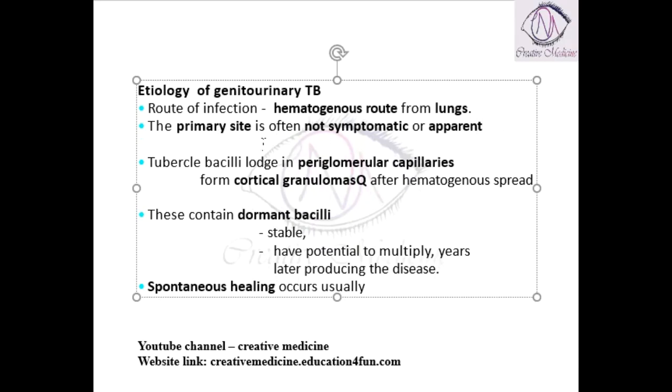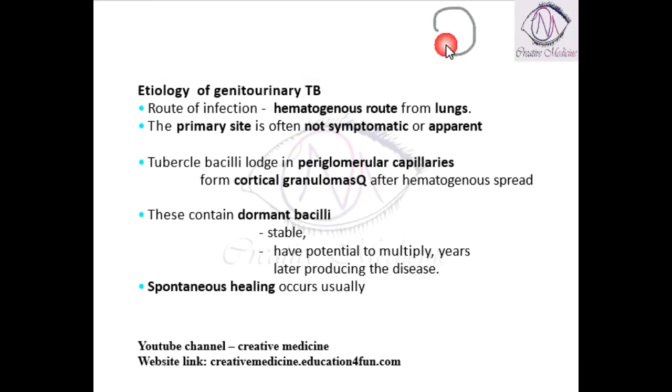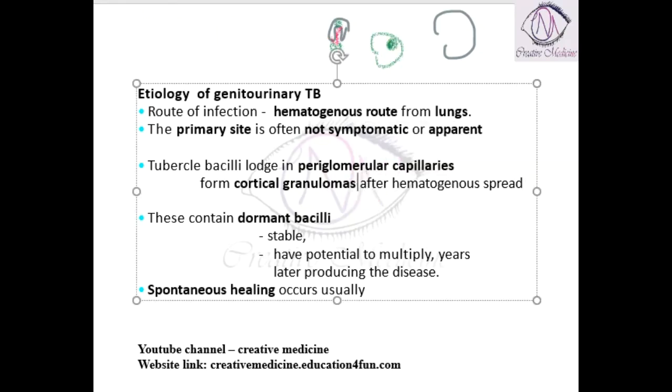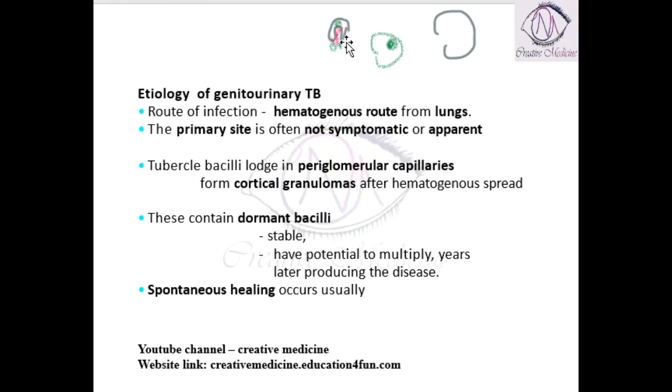Then from there the tubercle bacilli will lodge into the periglomerular capillaries, the capillaries present around the glomeruli. The tubercle bacilli lodge in these periglomerular capillaries, and they form cortical granulomas. They form cortical granulomas mainly after the hematogenous spread. So first they lodge in the periglomerular capillaries, and from there they go on to form the cortical granulomas.